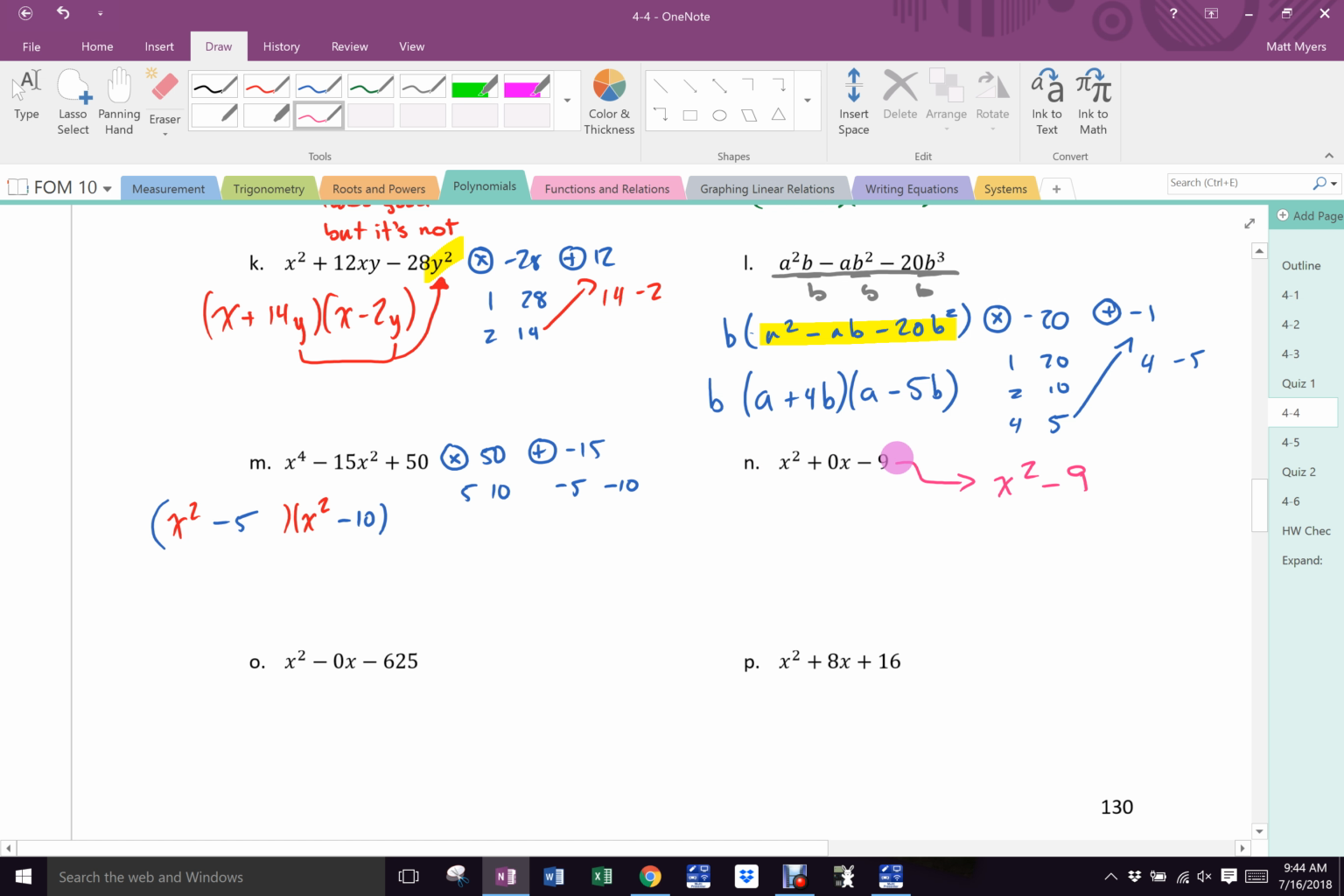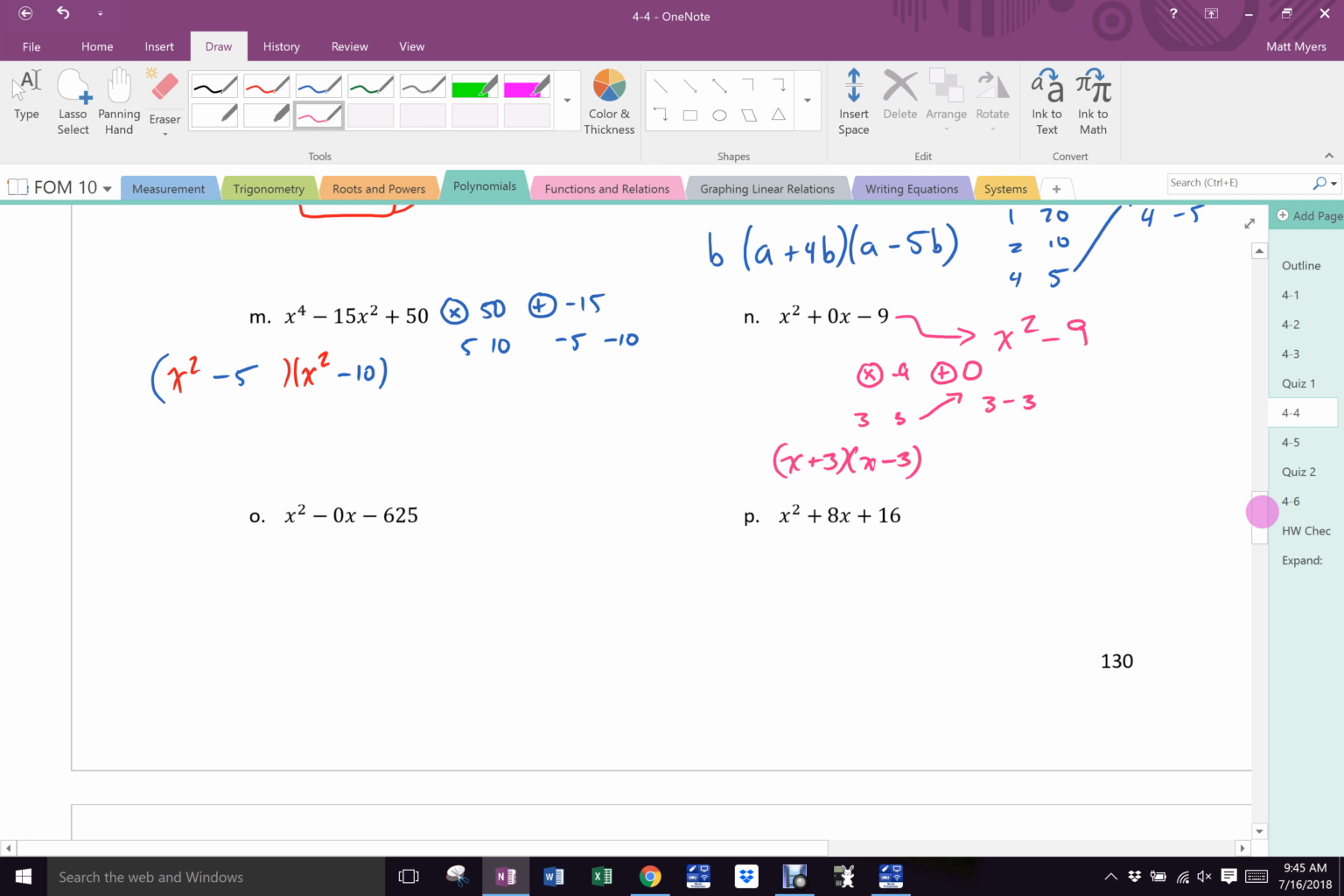Since I've written this out as a trinomial, it must factor as a trinomial, yes? So that means I need to multiply to negative 9 and add to what? 0. Is it 1 and 9? Is it 3 and 3? Yes. How does 3 and 3 get me to 0? 3 minus 3. So it must be x plus 3, x minus 3, correct? What about this one?